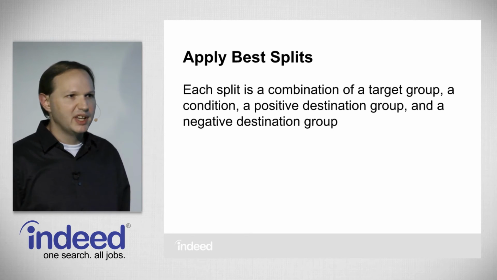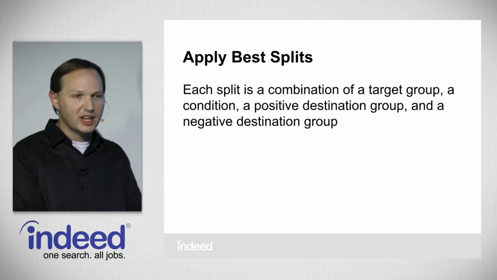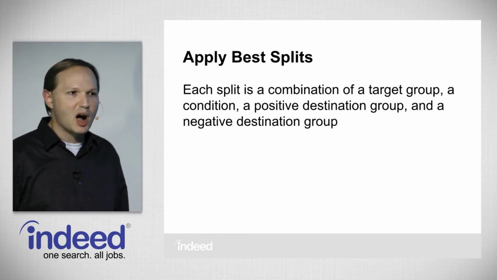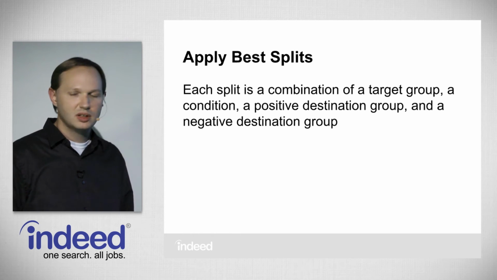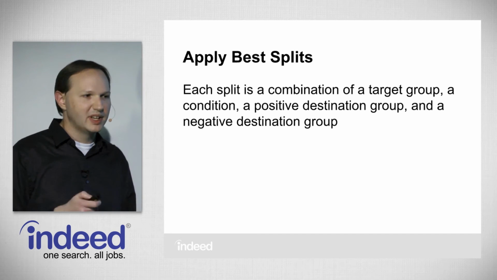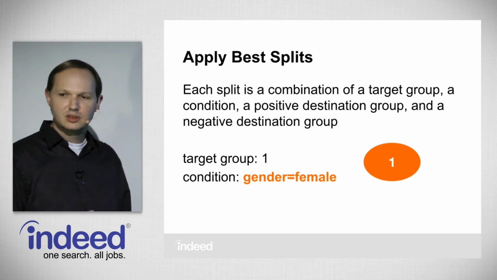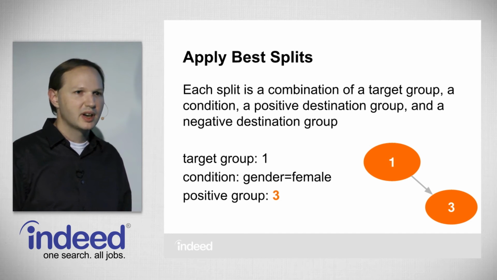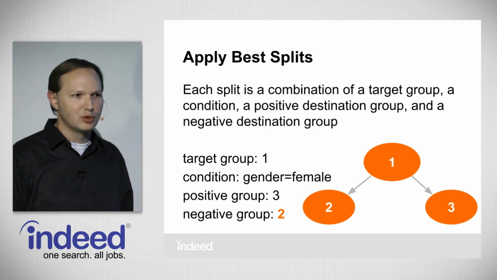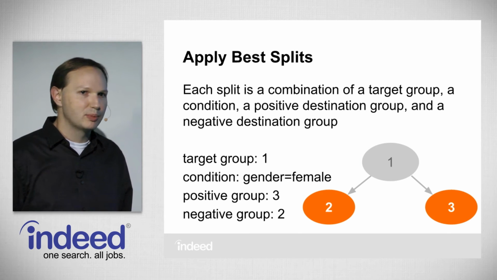So we're going to encode each split as a combination of a target group. That's the group that we're going to split up. A positive destination group, for all the documents in that target group that match this condition, and a negative destination group. So in this example, we're targeting group 1. The condition is that you're female. We're going to find all the female passengers that are in group 1, and we're going to move them to group 3. And then we're going to do a cleanup pass to move everything in group 1 that's left over into group 2, because they're the non-females, in this case the males. And then there's nothing left in group 1.